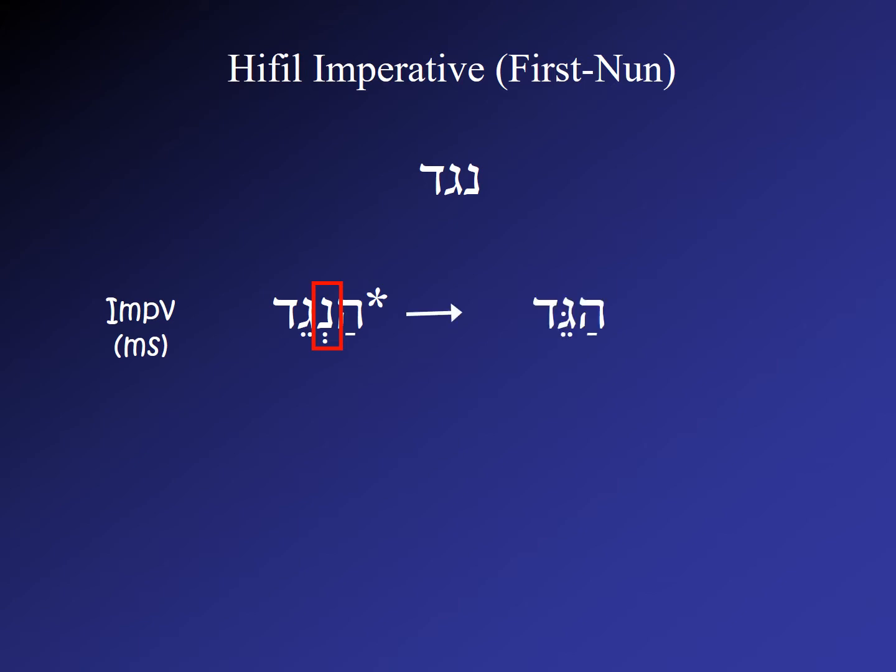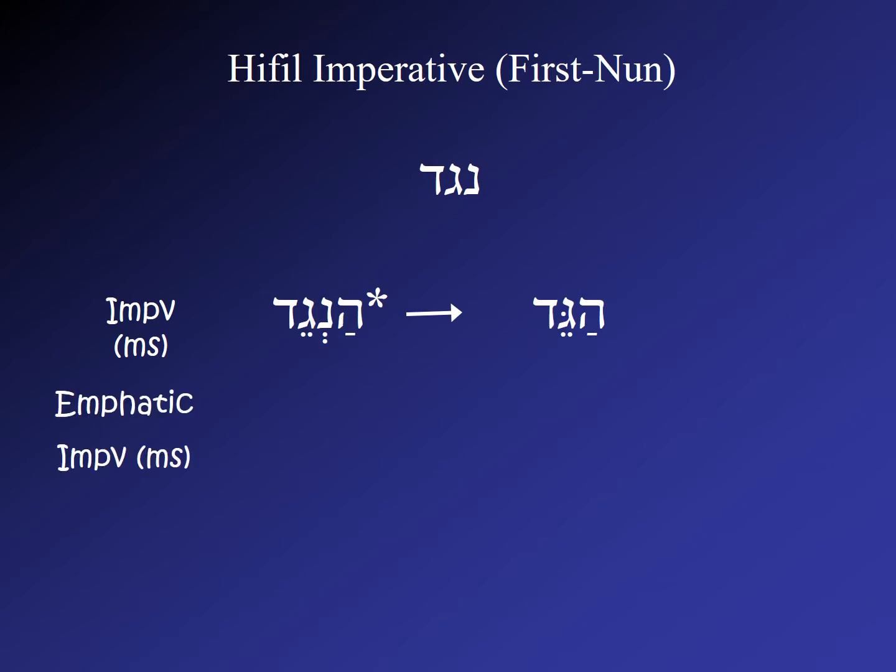So now we can look at the hifil imperative of first nun roots. If we look at our root nagad, the imperative masculine singular, if we just form it on analogy with our strong root, we would get hanged, analogous to hafked. Of course, you notice that this nun over a silent shva does not like to be there, and so we get an assimilated nun, haged, where this is the first letter of the root, nagad. So the imperative masculine singular first nun is haged.